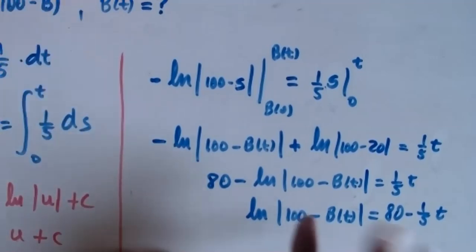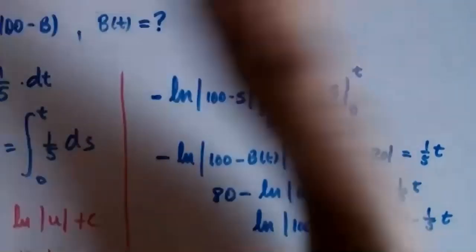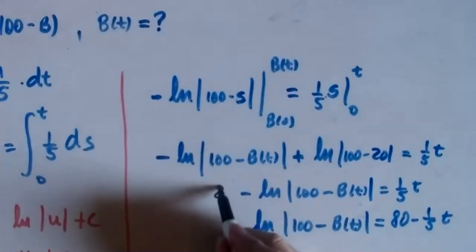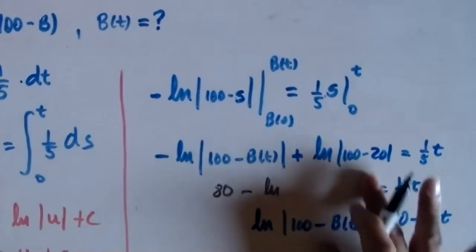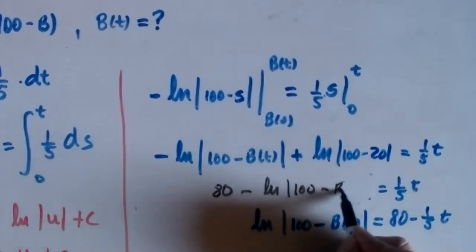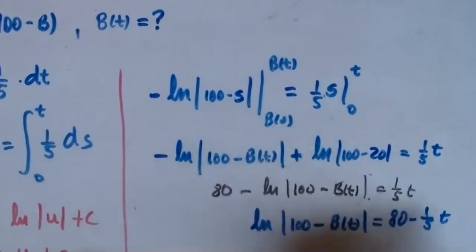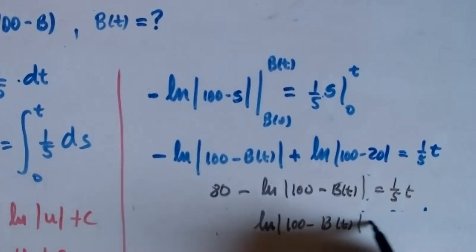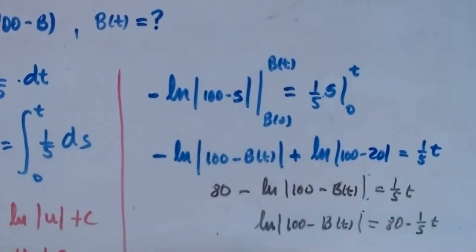Really, this is algebra. Let me just put it with the algebra, with black algebra. So this is 80 minus ln of 100 minus b of t equals 150, and then I have ln of 100 minus b of t equals 80 minus 1/5 of t, correct?